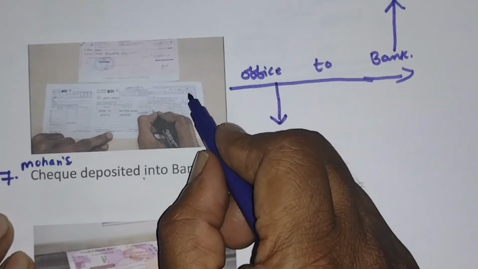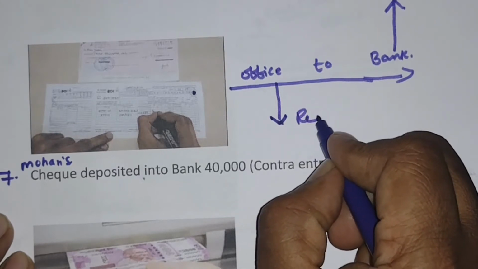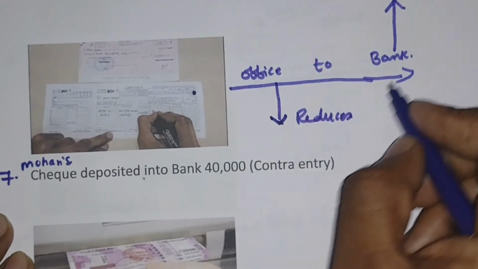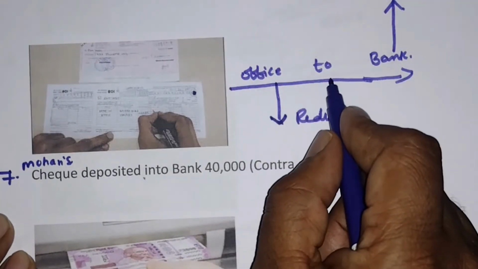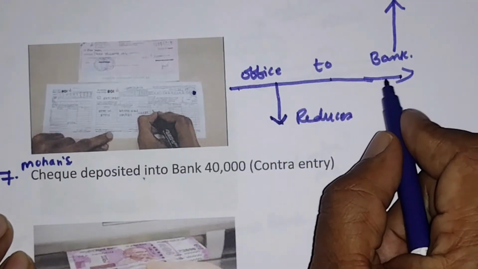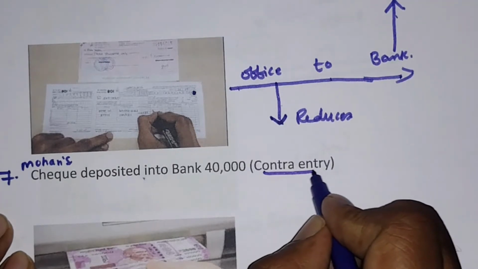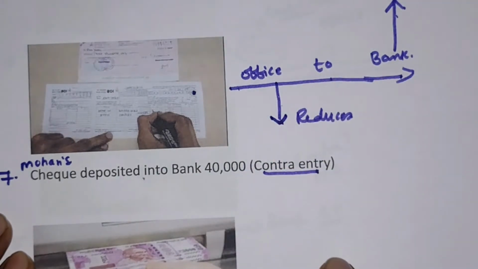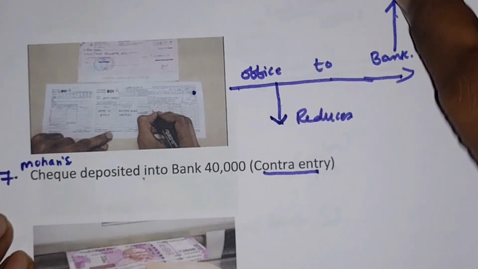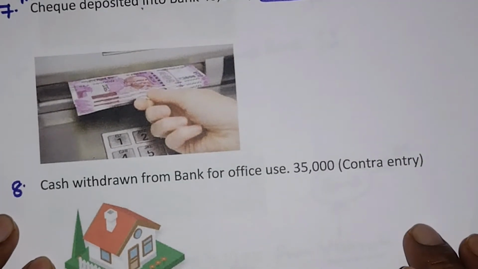So the check which I was having in the office is going out. Going out means it reduces here, and in the bank it is going to increase. For only one transaction, I am now showing it in two places in the ledger. That is called a contra entry. One transaction, two different calculations, two different sides we are showing. That is called a contra entry. Okay. Now I hope this picture will make you understand still more easily.